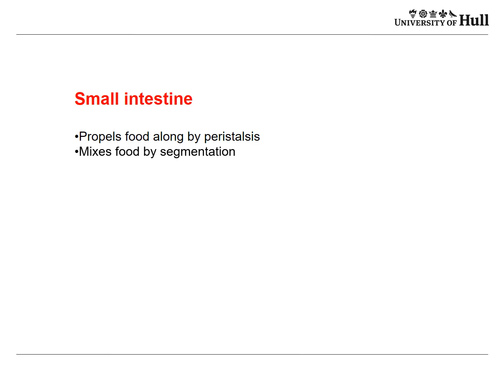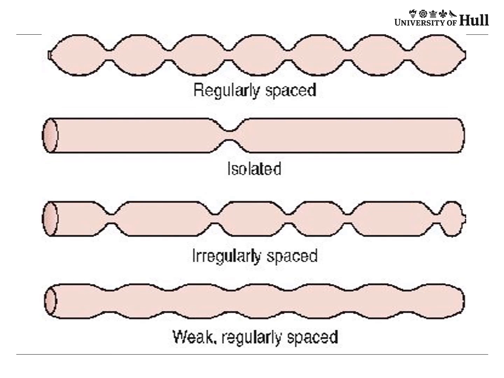Food is mixed in the small intestine by a process known as segmentation. There are various types of segmentation: regular, irregular, isolated, weak aspects to it, and this ensures that the food is thoroughly mixed in the small intestine.